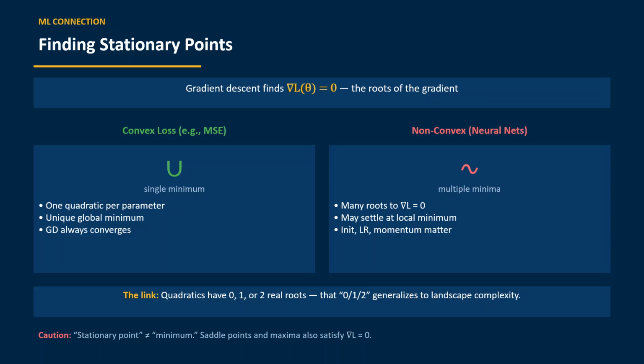But for non-convex loss functions, which appear in deep learning, the surface has hills and valleys. Multiple stationary points exist, including local minima, saddle points, and the global minimum. Gradient descent can get stuck in a local minimum and never find the global best. This is why initialization and learning rate matter so much. The quadratic discriminant tells you whether the stationary points exist and whether they are real or complex. Complex stationary points mean the loss function has no real critical points in that region.